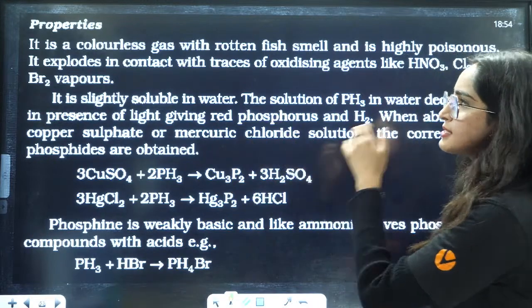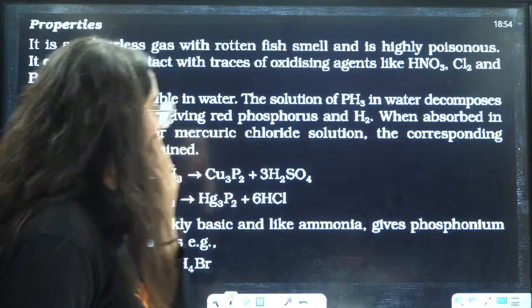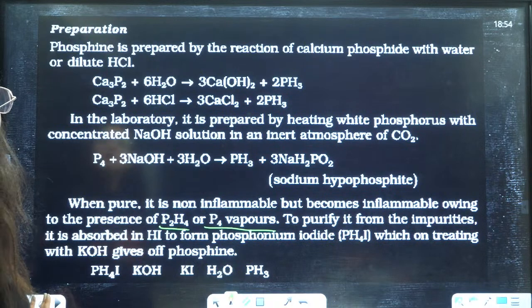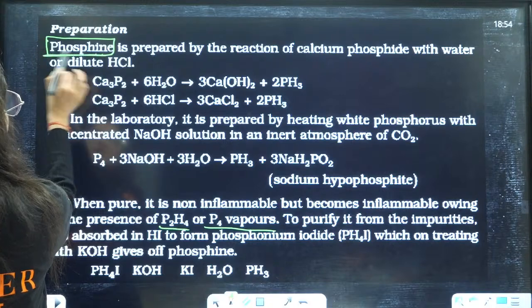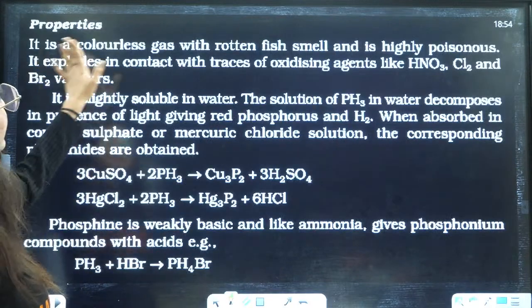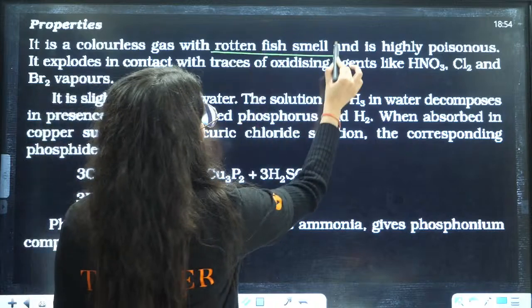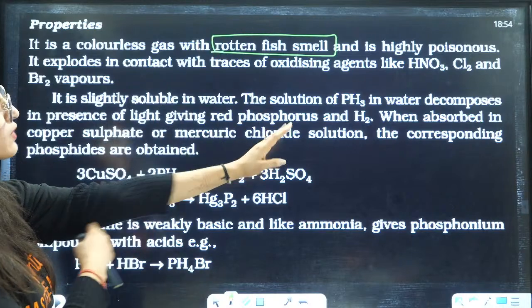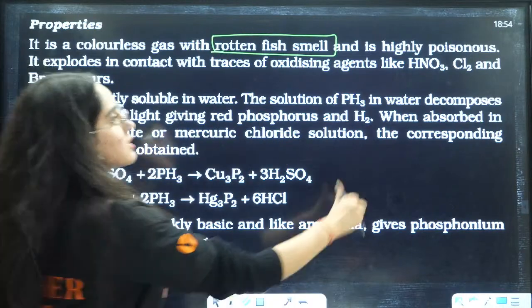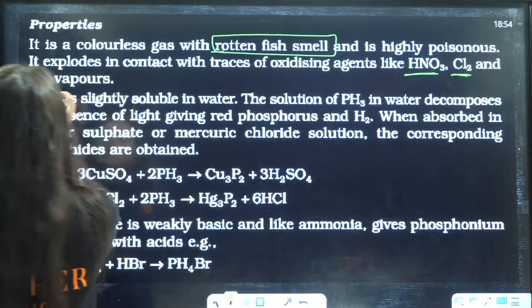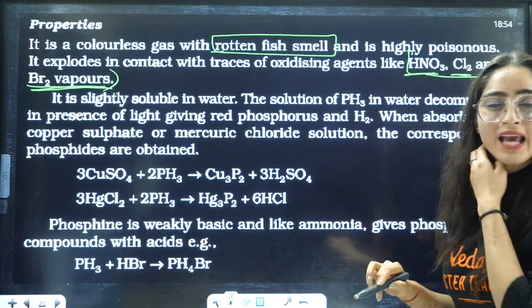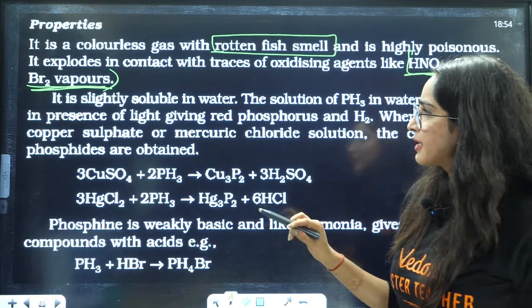Let us talk about this phosphine gas. Just remember some points about it. It is a colorless gas with a rotten fish smell, a very bad smell, and it is highly poisonous. It explodes in contact with traces of oxidizing agents like HNO3, Cl2 and bromine vapors. These are very good oxidizing agents, so phosphine gas is very reactive towards them.